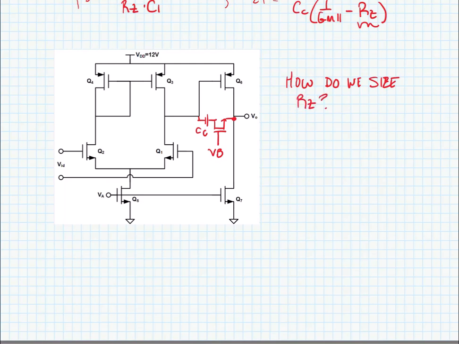So the next question that we're going to ask is, how do we size the resistance optimally? And we'll look at the optimal resistance sizing in the next video.